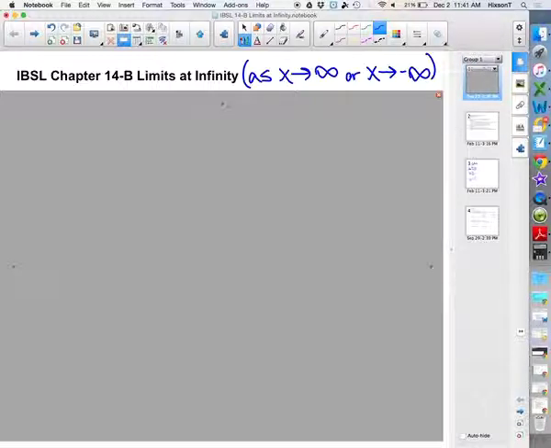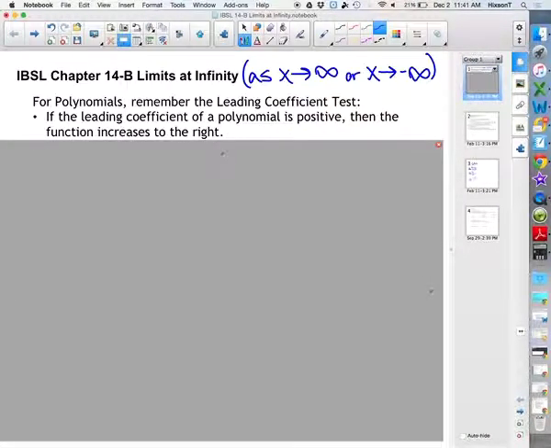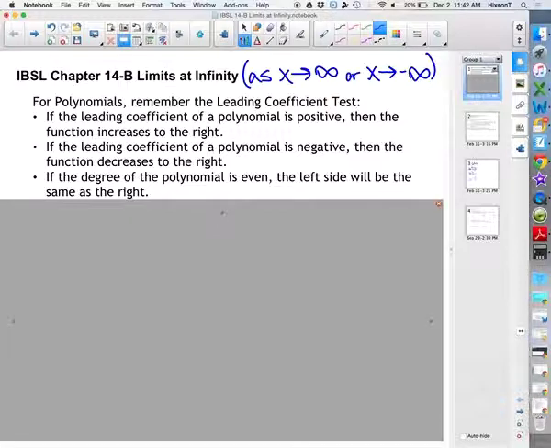Okay? Because if you think about your polynomial functions, remember our leading coefficient test. Okay? If the leading coefficient is positive, then the function is going to increase to the right. You guys are ringing a bell? Okay? If the leading coefficient of a polynomial is negative, it's going to decrease to the right. Alright, and then the degree of the polynomial determines whether the left side is the same or different. Okay? If the degree is even, everything is the same.